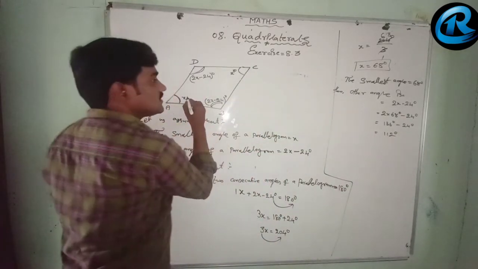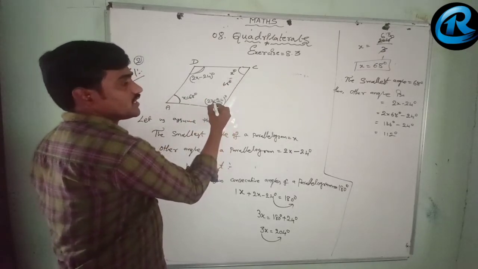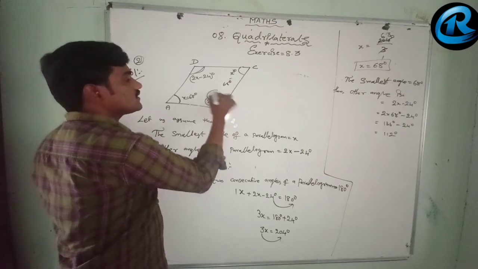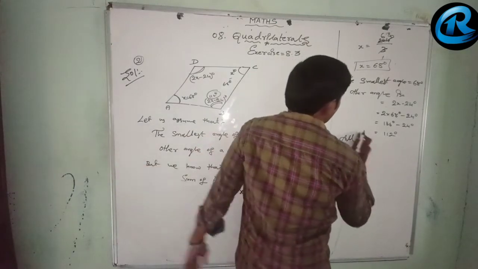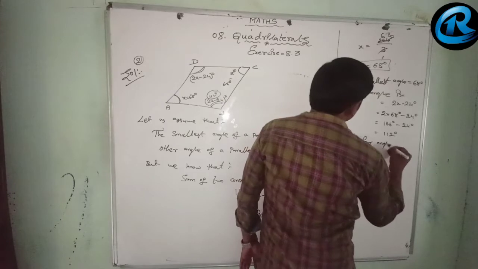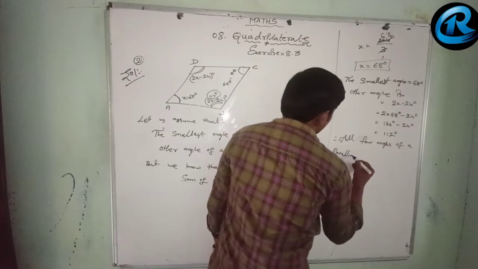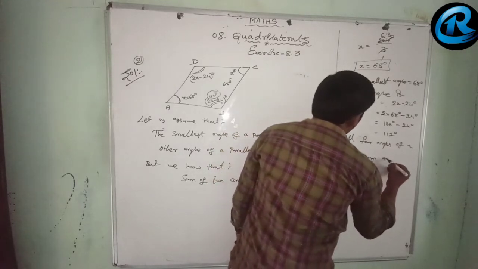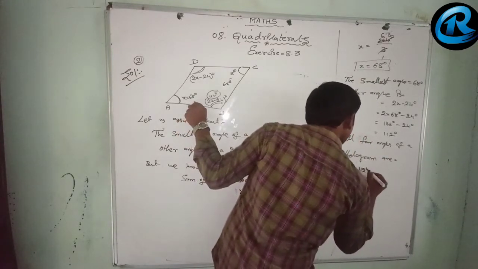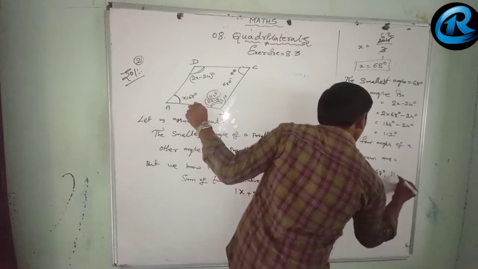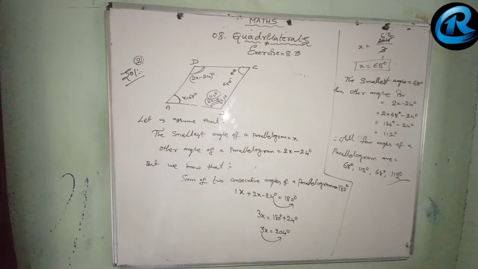Therefore, here the x is 68 degrees. Opposite side will be equal, that is also 68. Then this 2x minus 24 is 112 degrees, so this will be 112. Therefore, all four angles of the parallelogram are 68 degrees, 112 degrees, 68 degrees, 112 degrees. Opposite angles will be equal in a parallelogram.